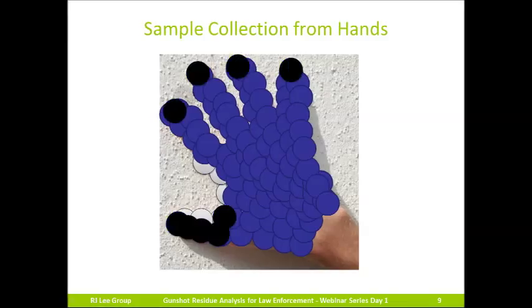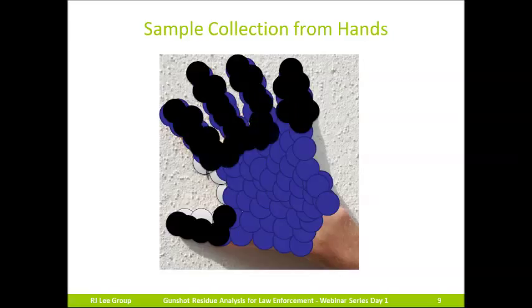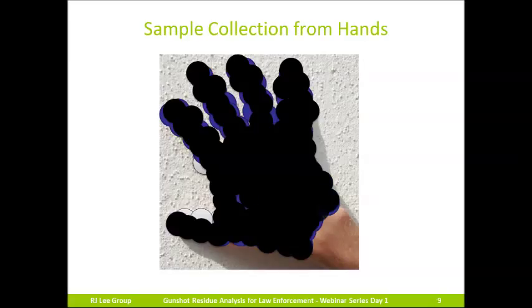So once you have dabbed over the hand in the vertical direction, you want to dab over the hand in the horizontal direction, and that's what's going to be represented by these black dots. This will create a grid-like pattern over the entire hand, ensuring that the entire hand has been sampled.